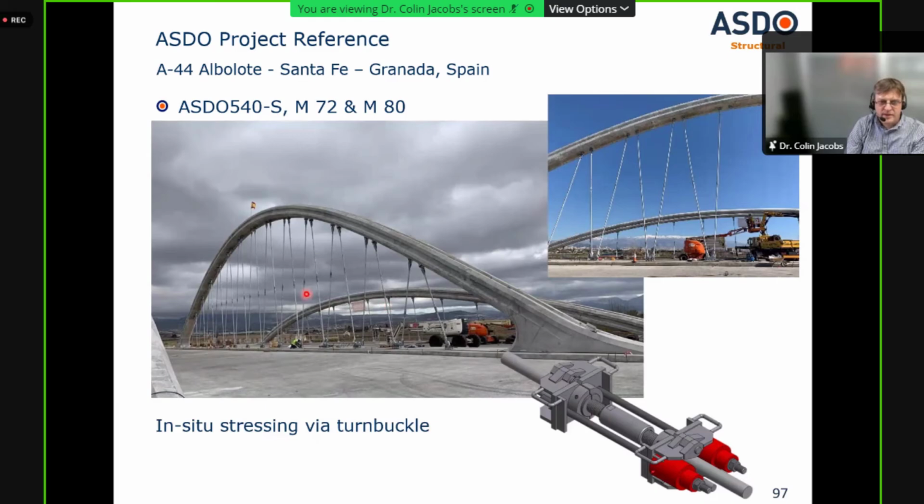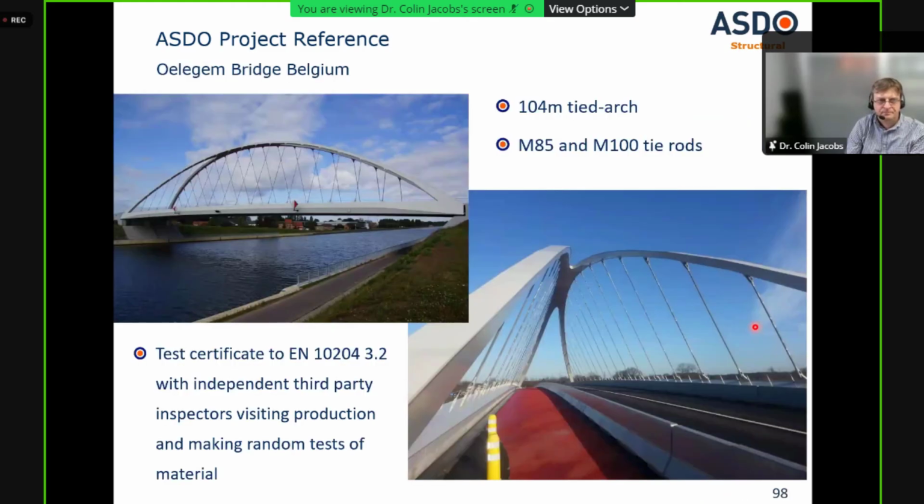Again, we supplied stressing turnbuckles. So each of these tie rods could be preloaded using a special rig. We can also hire out, or some specialist stressing companies also have their own for that. We've done a number of bridges in Belgium over the canals. Again, M85, M100 tie rods.